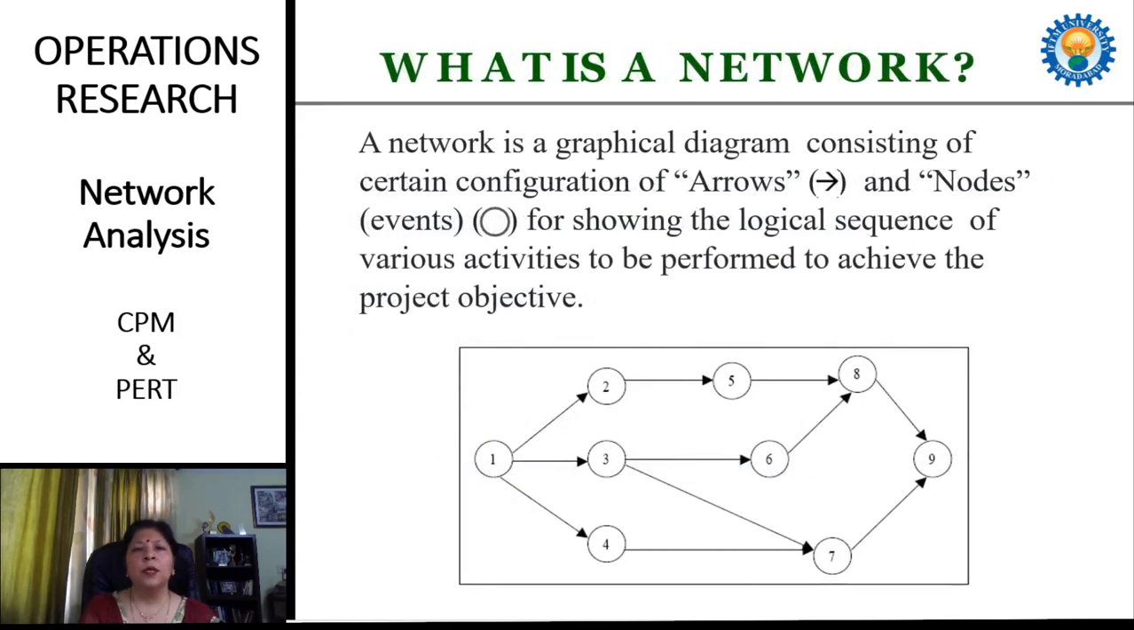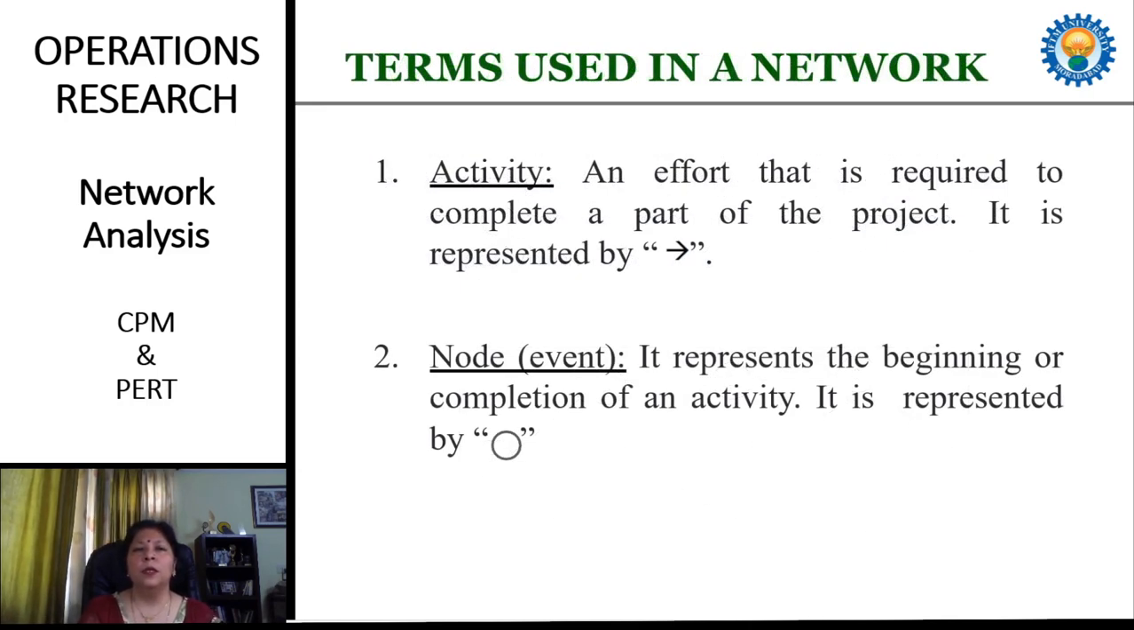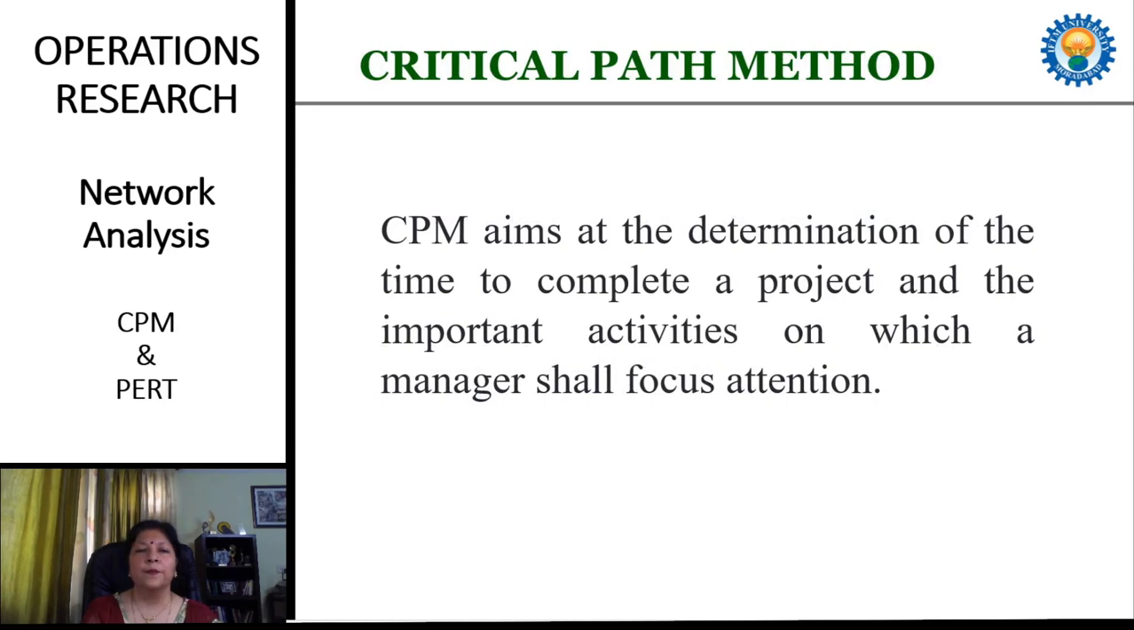What is a network? A network is a graphical diagram consisting of a certain configuration of arrows and nodes, which are also called events, for showing the logical sequence of various activities to be performed to achieve the project objectives. Here, two new terms are introduced. The first one is activity, and the second is node or event. An activity is the effort that is required to complete a part of the project, and it is represented by an arrow. An event represents the beginning or completion of an activity. It is represented by a circle.